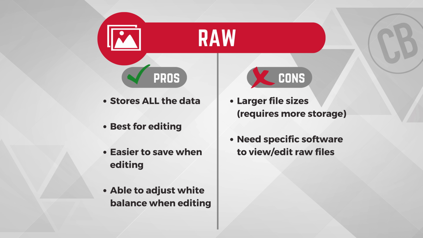And another con of RAW files is that you need specific software to view and edit them. Not every single program or device can just open a RAW file and view it. Likely, in a lot of situations, you'll need to export a RAW file to a JPEG before it's as universal and able to open and see on all the different devices. The good news is that most editing software can open and view a RAW file, allowing you to edit it.